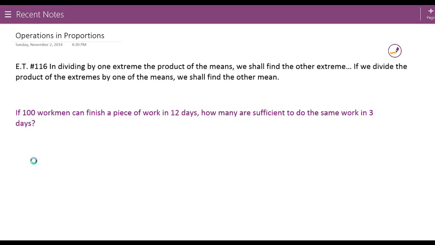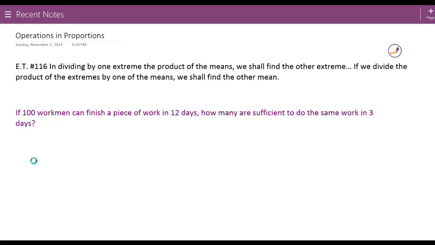We're going to be looking at section 116 from Elementary Treatise, and in there it expands our rule of three from pure mathematics, saying, in dividing one extreme of the product by the means, we shall find the other extreme. And then, if we divide the product of the extremes by one of the means, we shall find the other mean. So let's look at how that is going to play out in two examples that I have here.